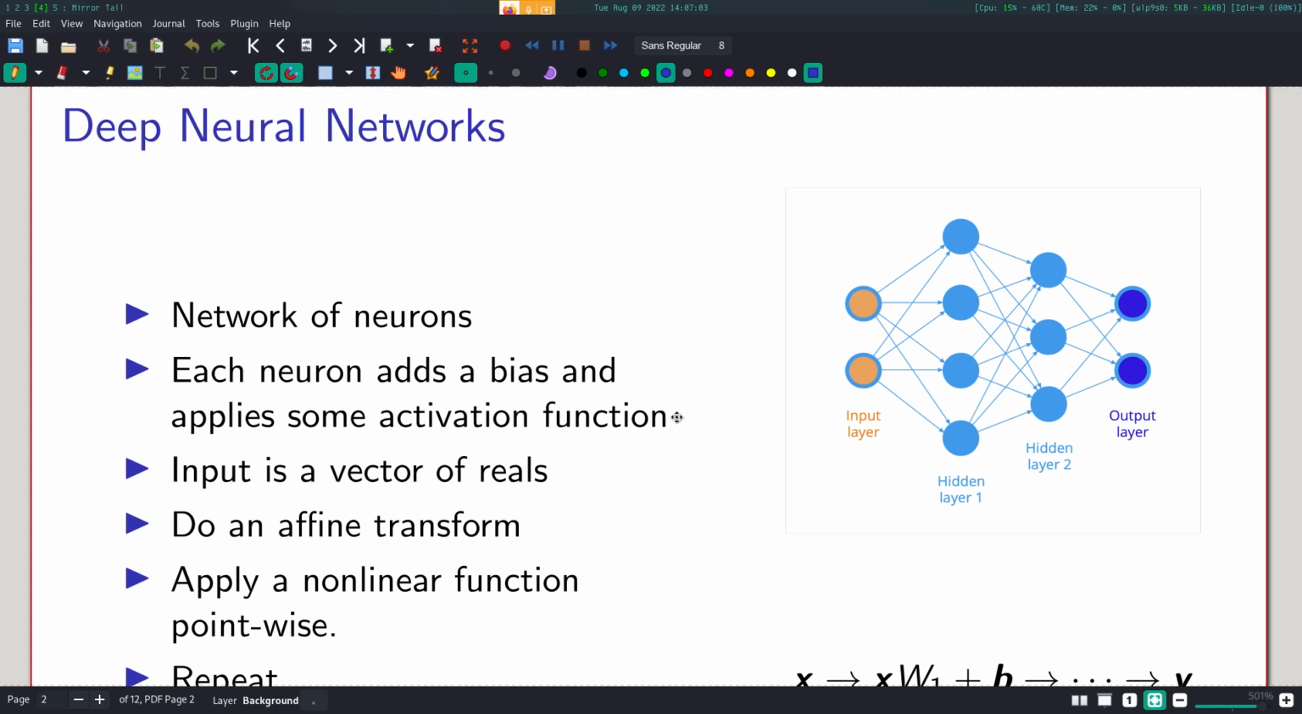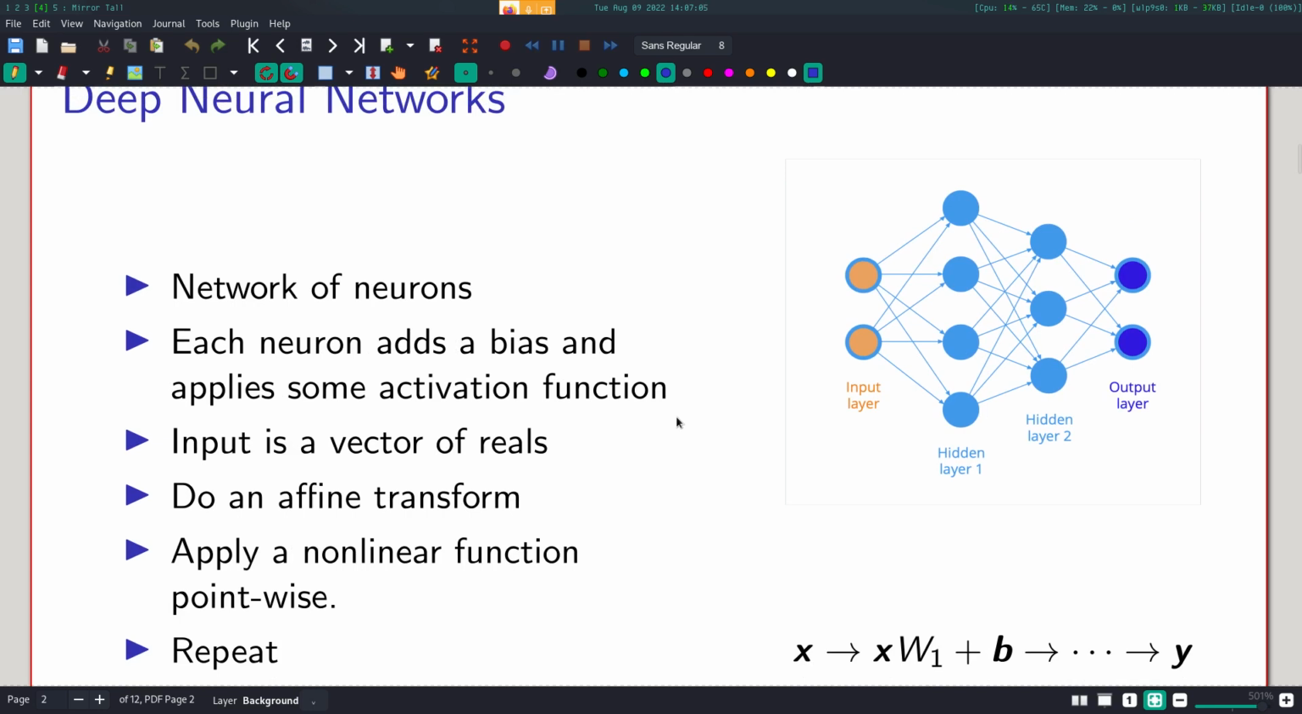So just as a recap, DNNs are networks of neurons, and the way they compute a value is that each neuron takes a weighted sum of the values from the previous layer, adds a bias to it, and then puts a nonlinear activation function on it to get the output value, right? And this happens at each layer until you get to the output layer, right?